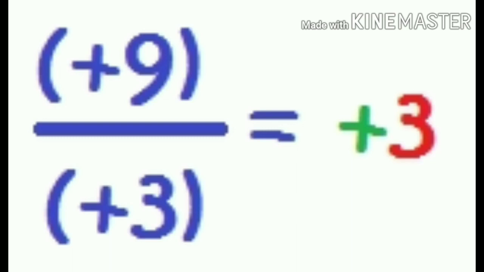In the next example, we have division of two like integers, that is when you divide two positive integers, the quotient will be always positive. Similarly, when you divide two negative integers, the quotient will also be positive. Remember these rules of division.